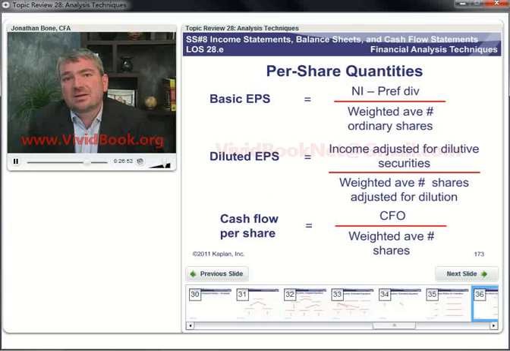Per share quantities: basic EPS, we've done this before. Profit attributable to your common stockholders divided by the weighted average number of shares. Diluted EPS, of course, we make the adjustment for dilutive securities. Cash flow per share, and we've seen this as well, CFO divided by your weighted average number of shares. So we've seen all these ratios before.